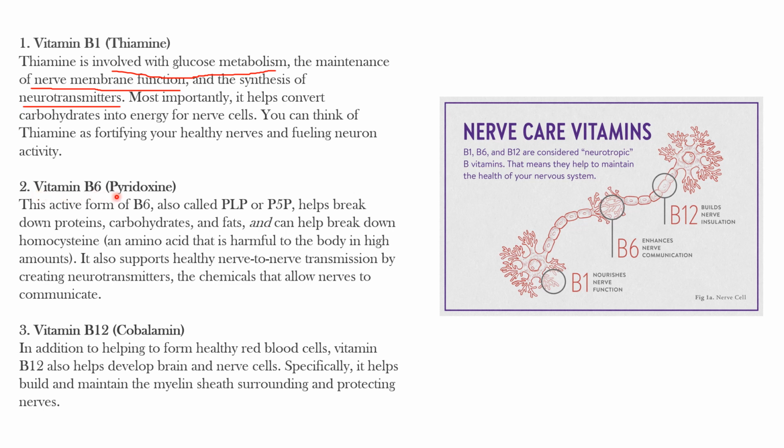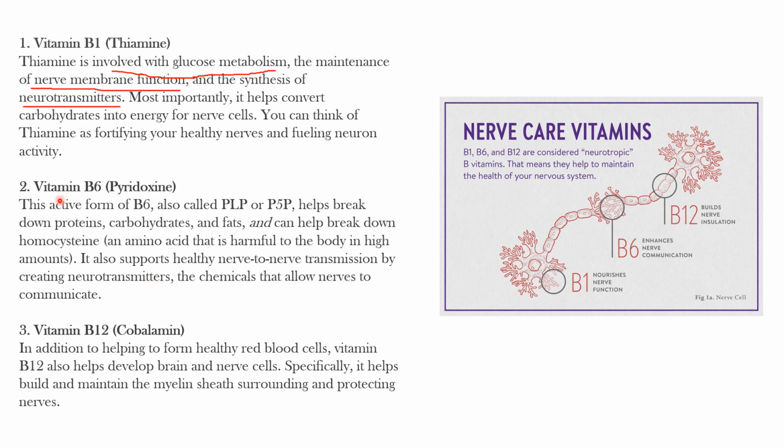Now see here, vitamin B6 is called pyridoxine, and it is also called PLP or P5P, which is its chemical name. It helps to break down proteins, carbohydrates and fats, and helps break down homocysteine. Homocysteine is an amino acid that is harmful to the body in high amounts. It also supports healthy nerve to nerve transmission by creating neurotransmitters, the chemicals that allow nerves to communicate.